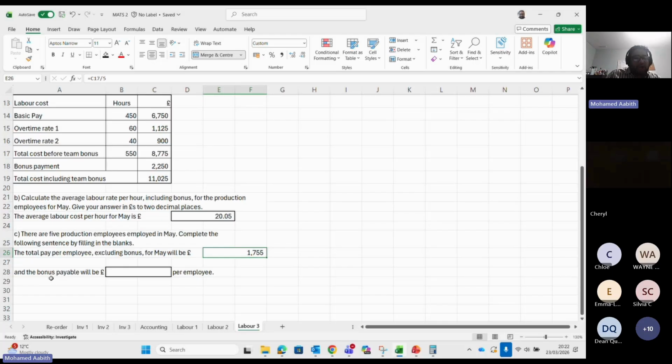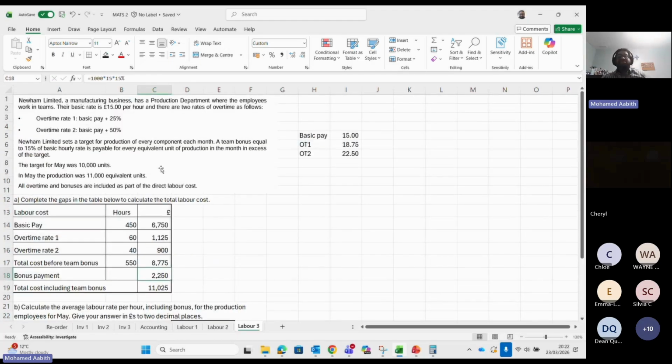And they're asking here, what is the bonus payable per employee? So how many employees are there? Again, 5. So the total bonus payment is 2,250 divided by 5 employees. £450 per employee bonus they will be receiving. If there are 5 employees, they're all sharing the team bonus of 2,250, which is a really good question. Okay, so guys, thank you for looking into these questions, and they are really tough in a sense.